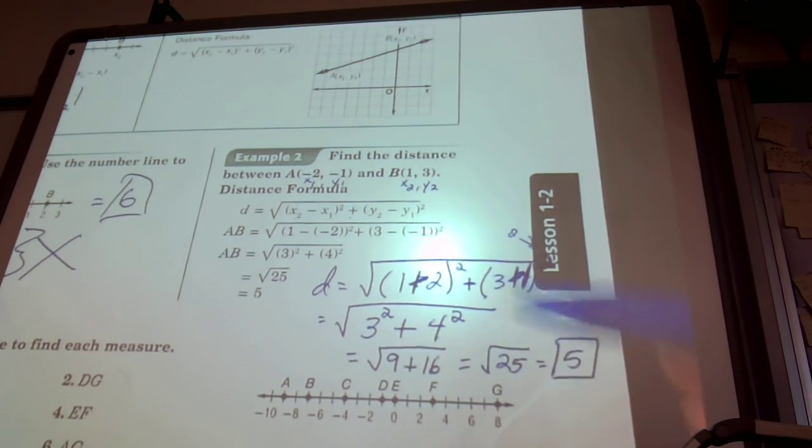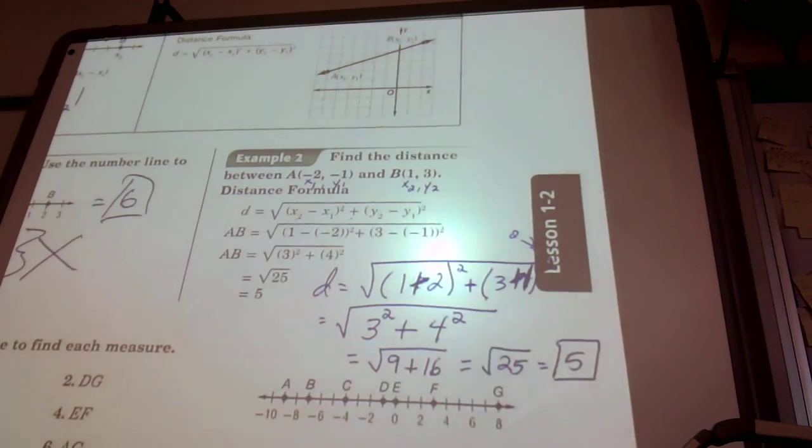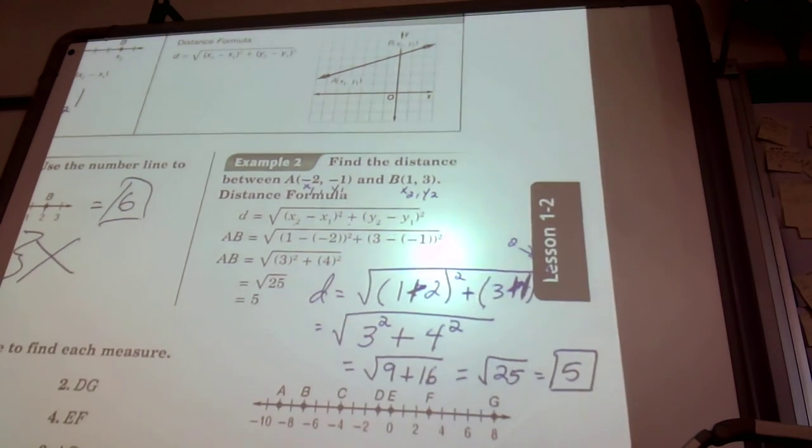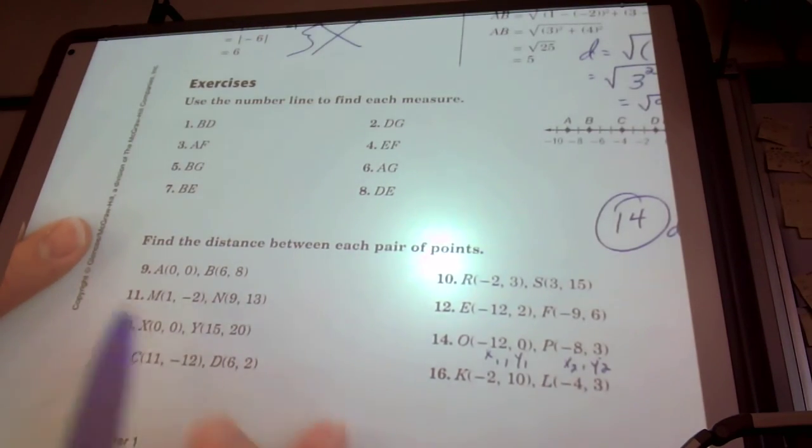You can pause this and see, it got a little sloppy here because I had minus and negative, and I turned that into a positive, and I ran out of room. So I'm going to do a different one. I'm going to flip it over on the back and do it. If you look down here, we're talking about these starting at number 9.